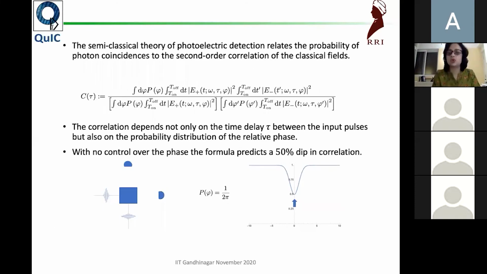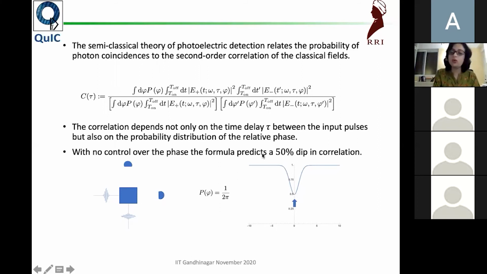But then we went on to show that that is not quite right. And I won't go through the math here, but please do have a look at the paper if you're interested. So this is basically the second order correlation function from the semi-classical theory. Now you can see that this correlation depends not only on the time delay tau, right? So at tau equal to 0, you have this dip. But it depends not only on that between the input pulses, but also on the probability distribution of this relative phase. This is very important.